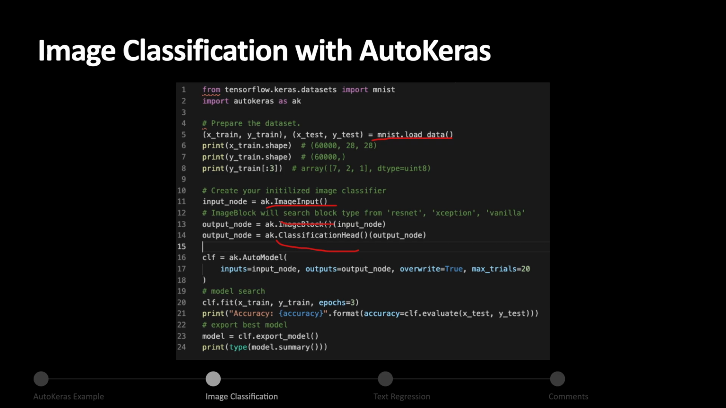And then we call AutoModel. AutoModel will learn the hyperparameters of the neural networks. Here, we will test the architecture training 20 times. Then we will run the auto-tuning process by calling the fit function. For each trial, we run the training for 3 epochs. In the end, we output the final best performance model and save the model for further use.